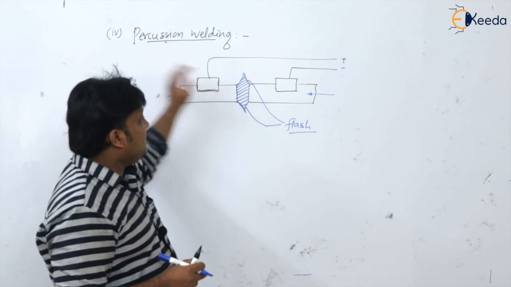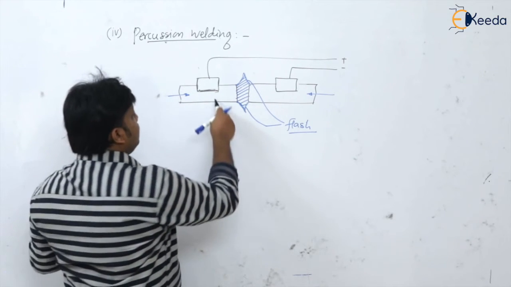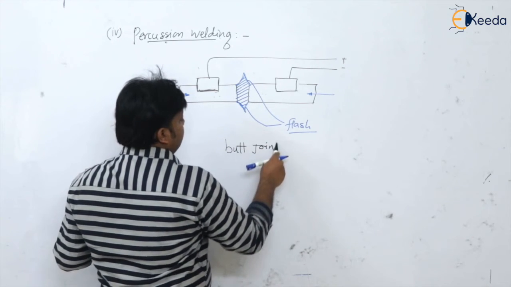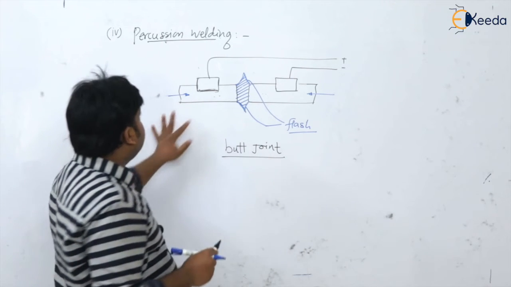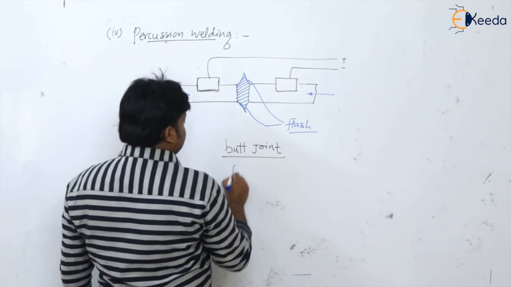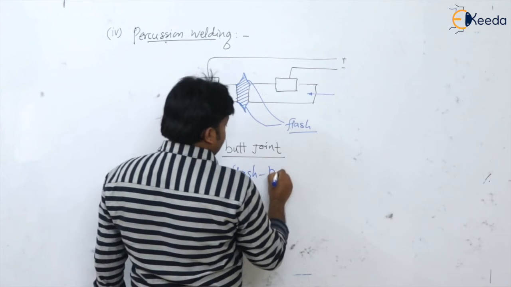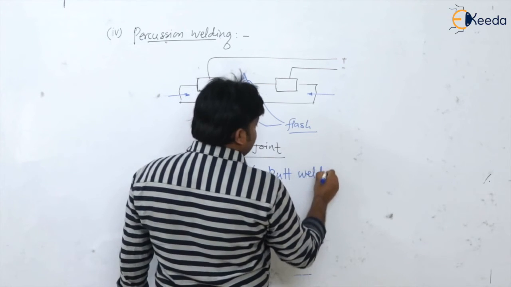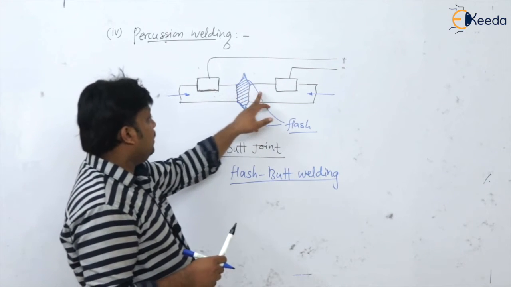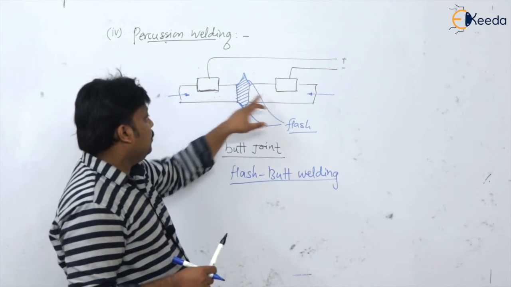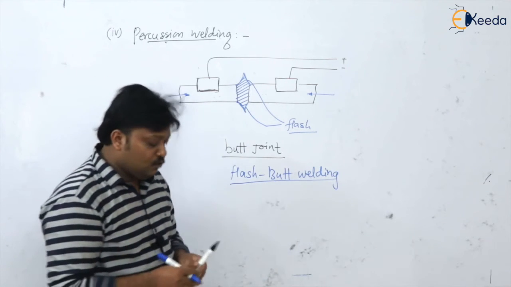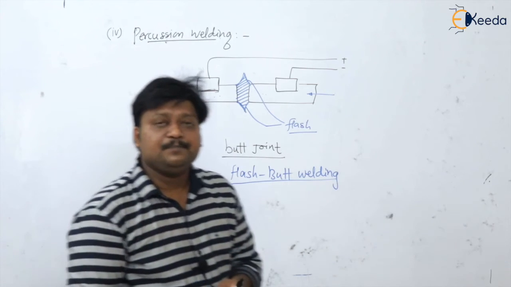Actually, this flash is generated in this welding technique, and these plates are kept in the butt joint position. This is a butt joint. That is why the name of this welding can also be flash butt welding, because flash is produced in this technique and the plates are placed in the butt position. So this is about percussion welding.